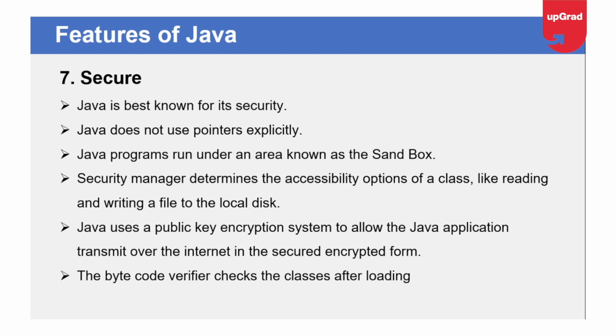Seventh, it's secure. Java is well known for its security. We don't use pointers explicitly. All the Java programs run under an area known as the sandbox, and they run under the rules defined in the sandbox. Then the security manager determines the accessibility options of a class. Like, can we read or write to a file on the disk? When we are trying to transmit over the internet using Java applications, the transmission or receiving is secured by public key encryption. The bytecode verifier checks all the classes after loading for any errors or ambiguities.